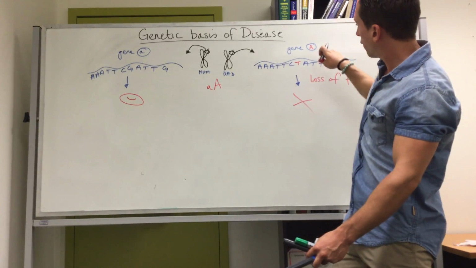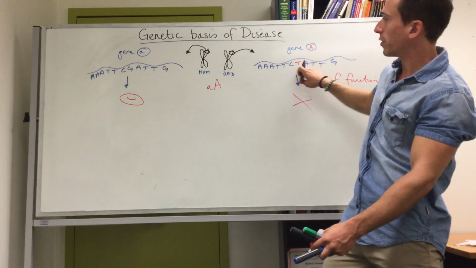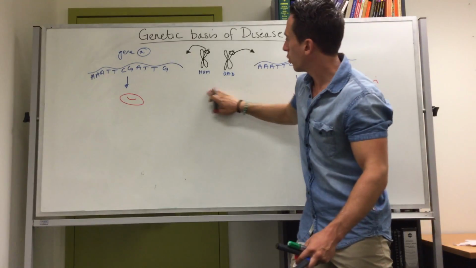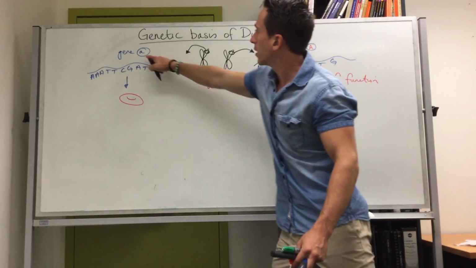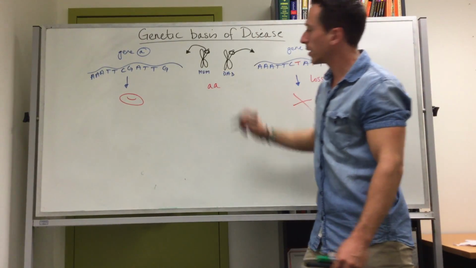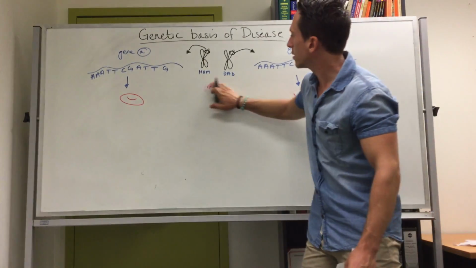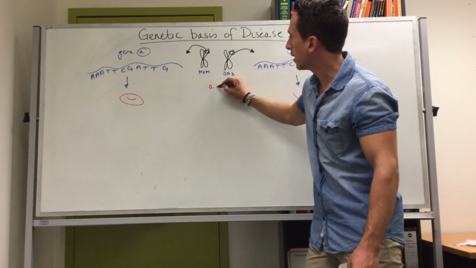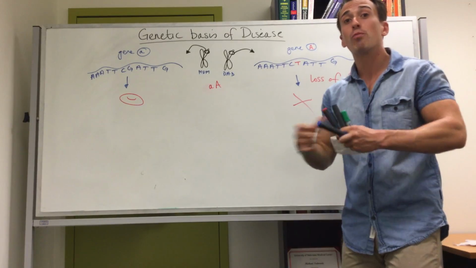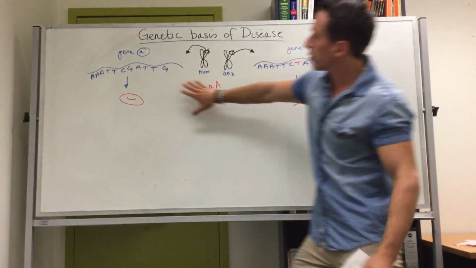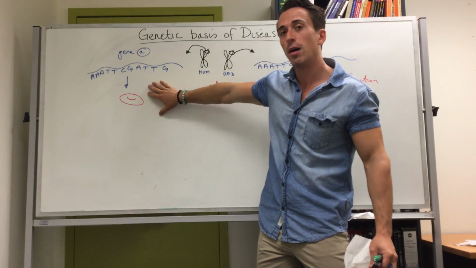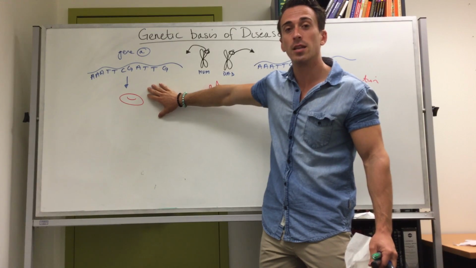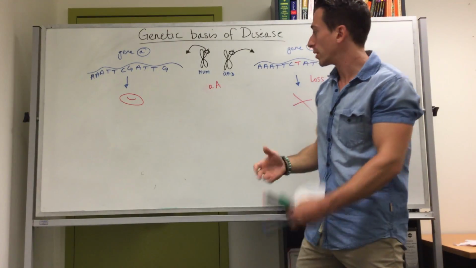Now, if, like before, that T was not there and it was a normal G, what would it be? It would be little a and little a, okay? But in this case, I'm a carrier and I'm little a, big A. But that means I don't present with the disease because the gene that I'm getting from mum is fully functional and is enough for me to function appropriately.